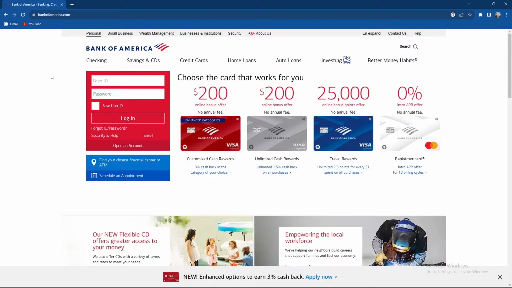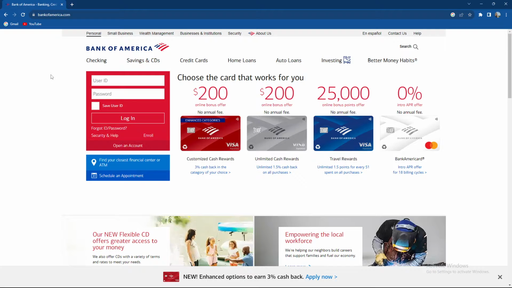So the first one is visiting a Bank of America ATM. You need to insert your debit card into a Bank of America ATM and follow the on-screen instructions to create or change your PIN, which will probably have some personal info for the security.